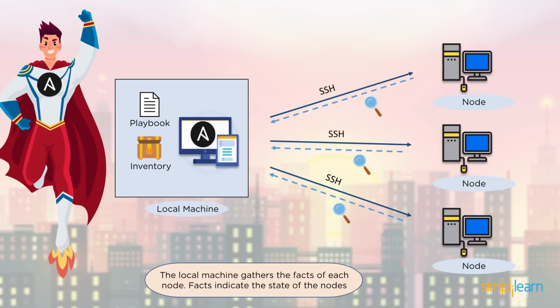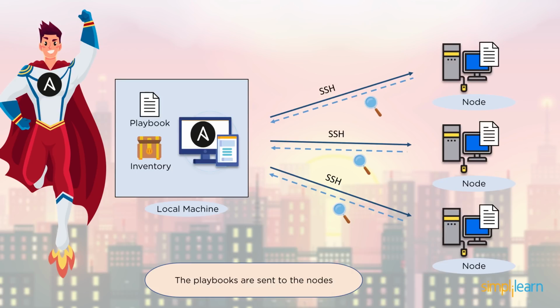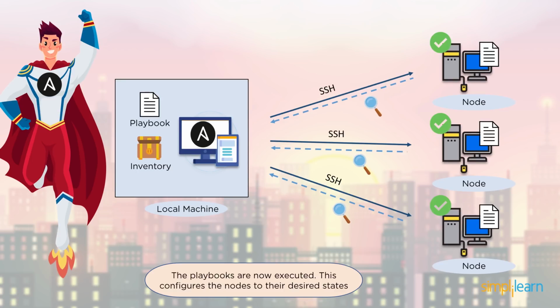It's where the facts are collected. So facts are basically the current state of the node. Now all this is collected from the node and sent to the local machine. So when the playbook is executed, the task mentioned in the playbook is compared against the current status of the node, and only the changes that are required to be made further are made. And once the playbooks are executed, your nodes are configured to the desired states.